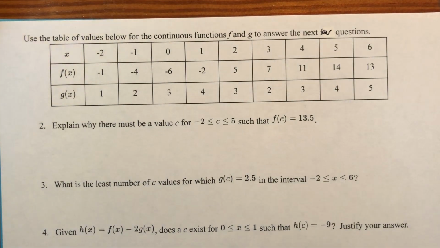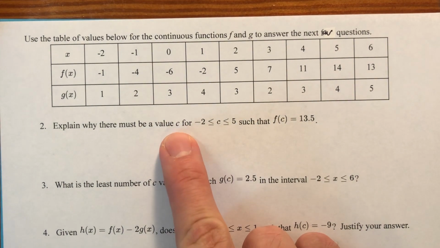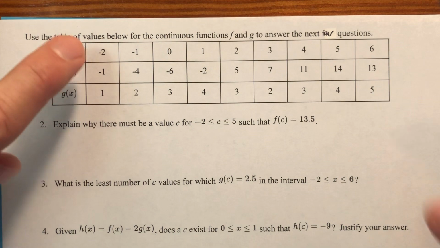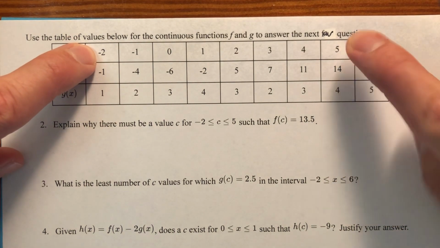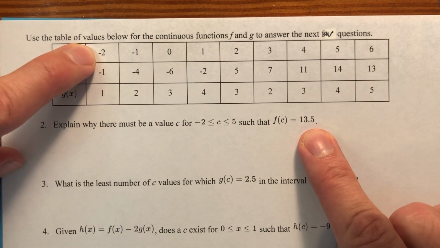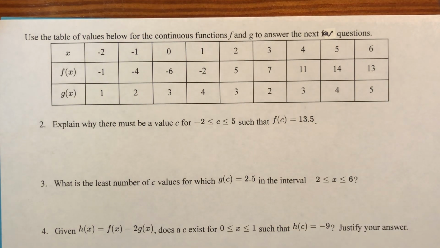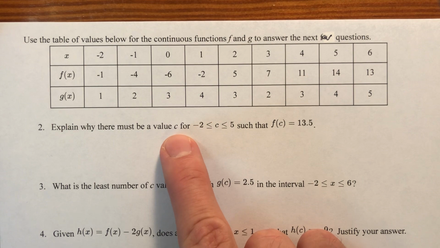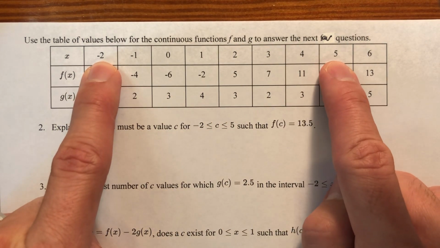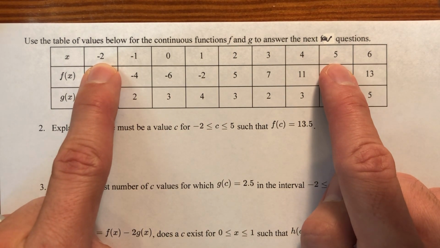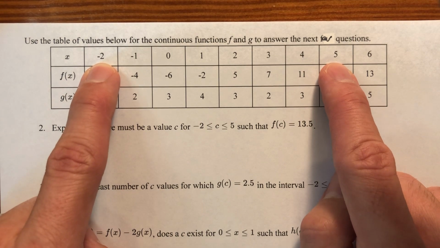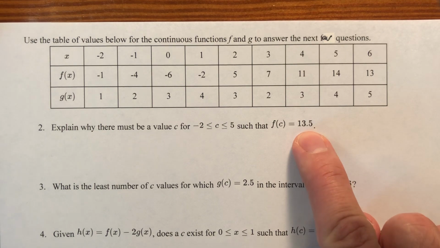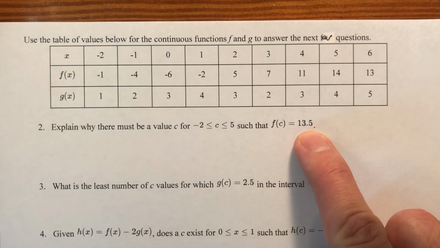Okay, explain why there must be a value c, an x value, in between -2 and 5. Let's take this slowly. In between -2 and 5, such that f of c equals 13.5. Okay, pause. Here's what's happening. I am looking for an x value in between -2 and 5, such that plugging it in would give me an output of 13.5. In order to do that, I need to meet 2 conditions.